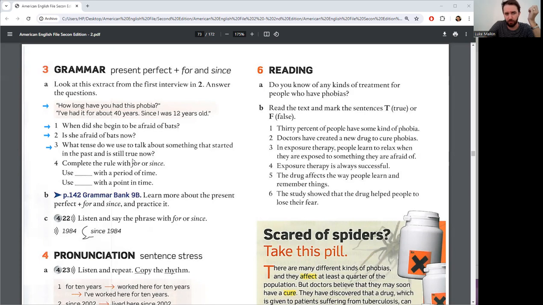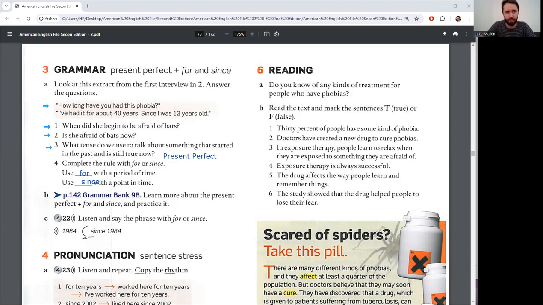What tense do we use to talk about something that started in the past and is still true now? We use the present perfect. And complete the rule with for or since. We use one with a period of time and one with a point in time. We use for with a period of time. We use since with a point in time.